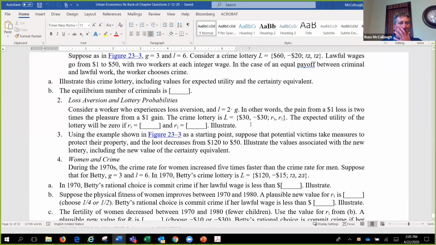Okay, using the example shown in figure 23.3 as a starting point, suppose that potential victims take measures to protect their property and the loot decreases from 120 to 50. Illustrate the values associated with the new lottery, including the new value of the certainty equivalent. Okay, who would like to share their work on that one?